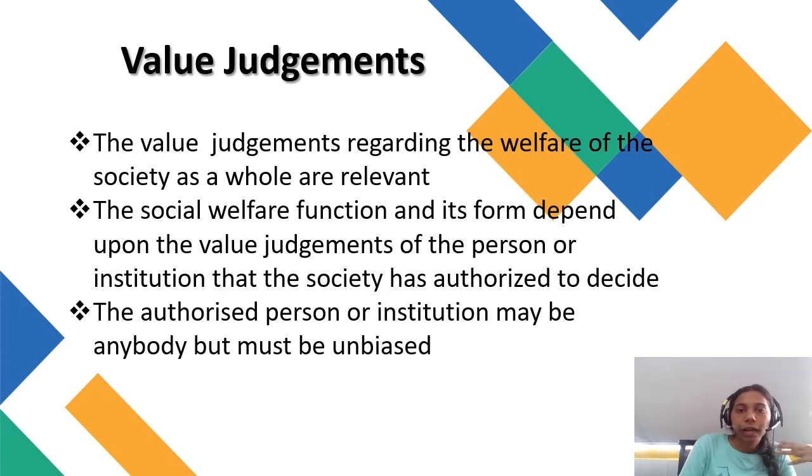Then we have the value judgment. So far we have been mainly concerned with the value judgments of individuals regarding utility levels. From the viewpoint of the social welfare function, the value judgments regarding the welfare of the society as a whole are relevant. The authorized person or institution may be anybody, but for a true value judgment regarding social welfare, he must be unbiased, because changes in social welfare will depend upon his value judgments.